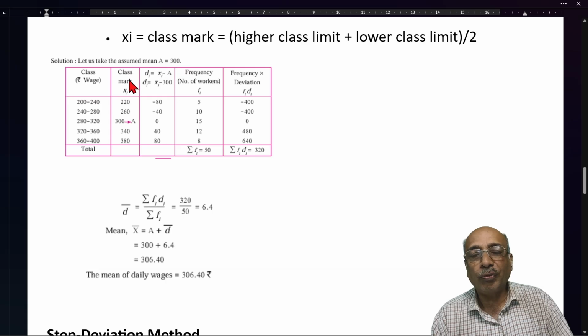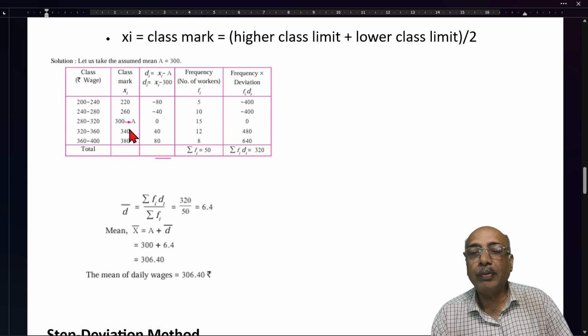Now, first of all, you will write the class, rupees in wage: 200 to 240, 240 to 280, 280 to 320, 320 to 360, 360 to 400. And here class marks are given. Class mark you know how to calculate: lower limit plus upper limit divided by 2. So you can calculate the class mark here. Now, in this, for the assumed mean method, we have to find out di. Di is what? xi minus a.